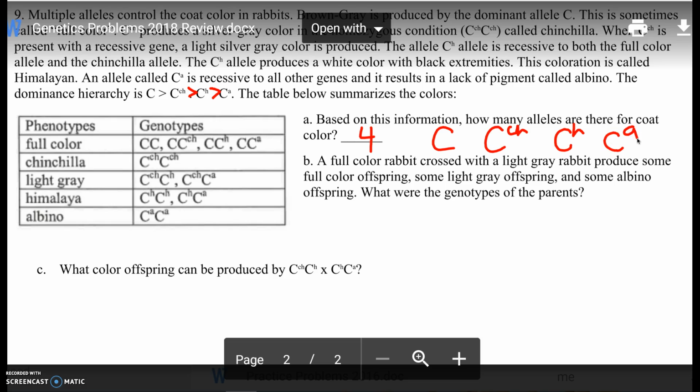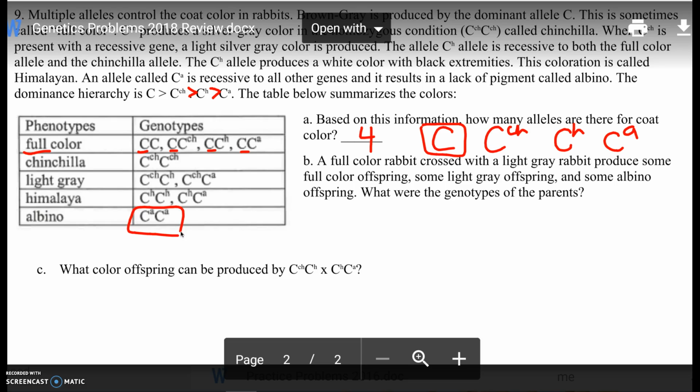And again, this is harder than anything I would give you on a test. But this one happens to show like a hierarchy, meaning that like C is dominant to all the other ones. So you'll notice in the table here that if they have a C, they automatically come out full color, no matter what the second letter is. And the only way they can be albino, because that's like the most recessive, is they have to be C little a, C little a. Because if their other copy is any of the others, they'll show the other color and not albino.